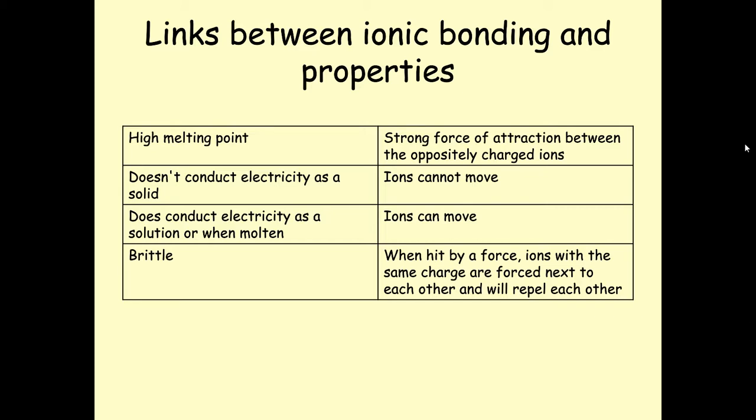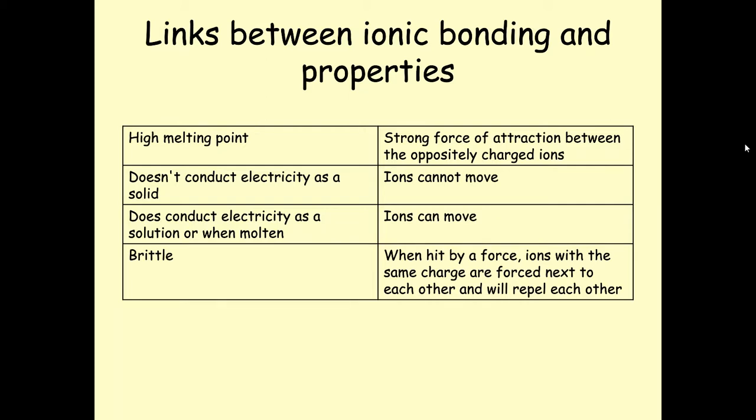So ionic compounds always have high melting points, and that's because there's a strong force of attraction between the oppositely charged ions. So you need to put in a lot of energy to rip the positive and negative ions apart from each other because they're very strongly attracted to each other.